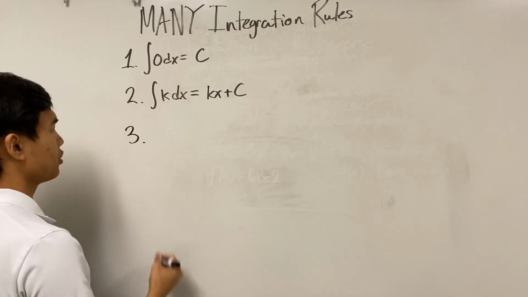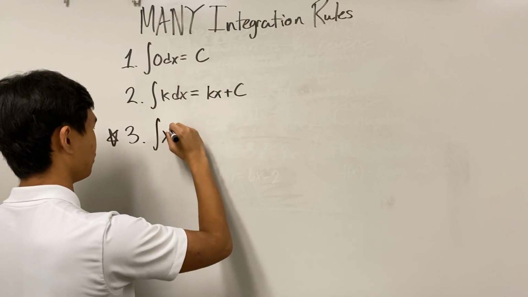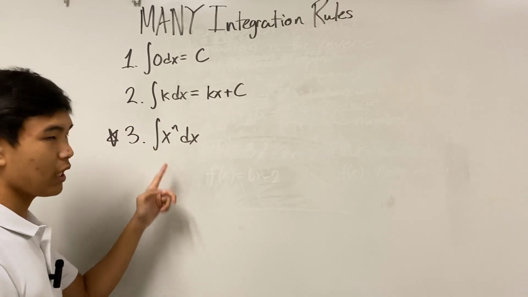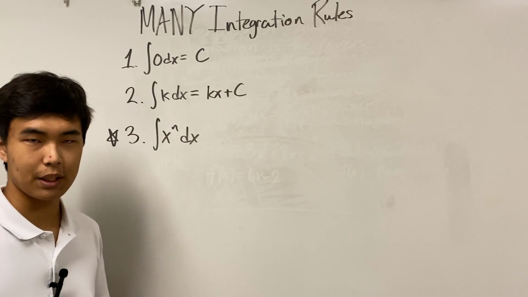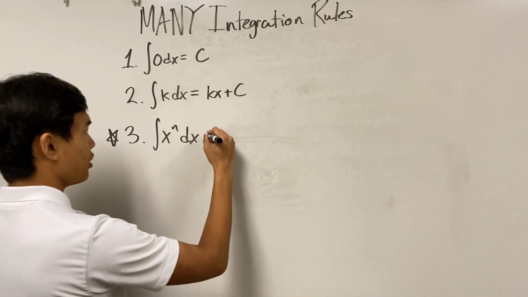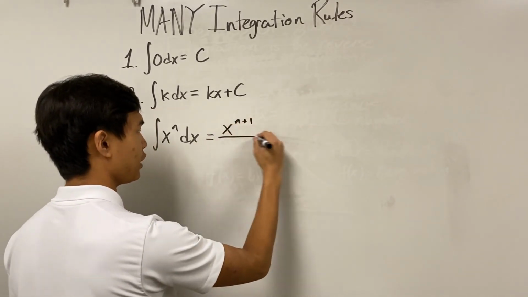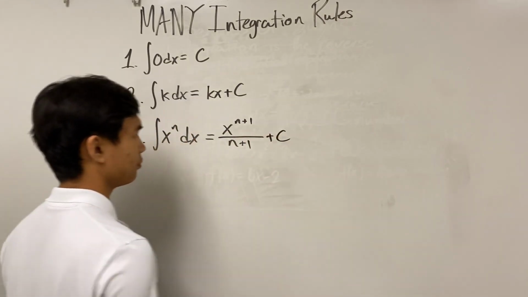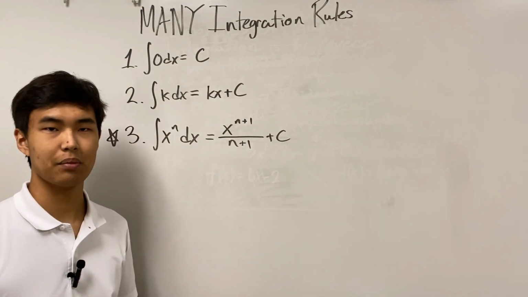The third rule, probably the most important rule, is the integral of a polynomial. So remember how when we differentiate a polynomial, we multiply by the exponent and drop the exponent by 1. So to integrate, we do the exact opposite. We increase the exponent by 1 and then divide by the new exponent, followed by a plus c. You're starting to see the pattern here. Whatever we do to differentiate this, we just do the exact opposite for integration.